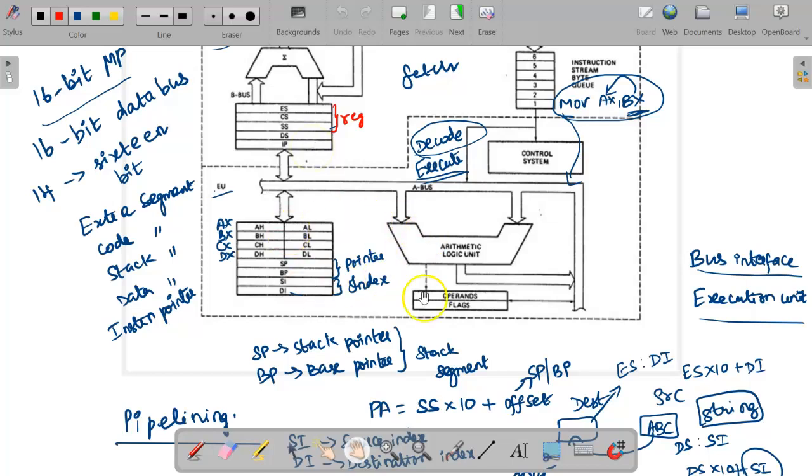And then in the execution unit, the control system controls all the internal operations, and this execution unit is important for decoding and executing. Decoding means it will translate your instruction into a series of actions. Execution means it will do the operation. These are your general purpose registers. The pointer registers and index registers act as the offset address. The arithmetic logic unit performs arithmetic and logical operations. Flags will get affected after the operations.